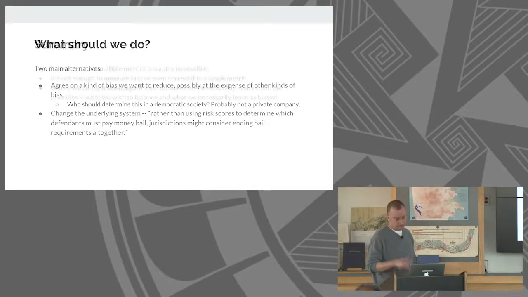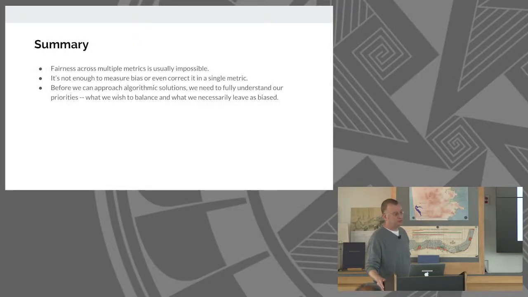Okay, so summary. Fairness across multiple metrics is usually impossible. There are a few very special cases where it's possible, but in almost all cases it's impossible to optimize all of these fairness metrics at once. It's not enough to just measure bias on one of these metrics or even correct it in a single metric, because that's probably going to raise bias in other cases. So before we can even start to think about an algorithmic solution, we really have to fully understand what our priorities are in each particular case.